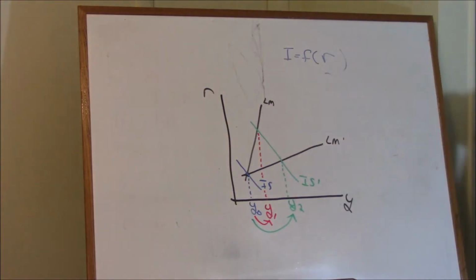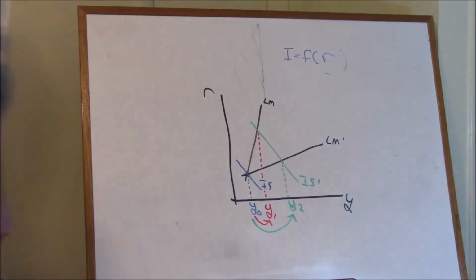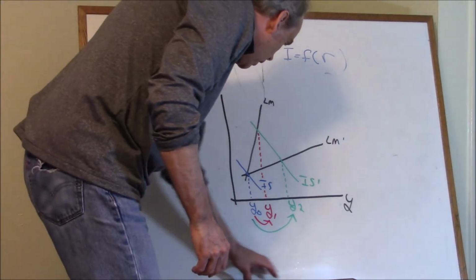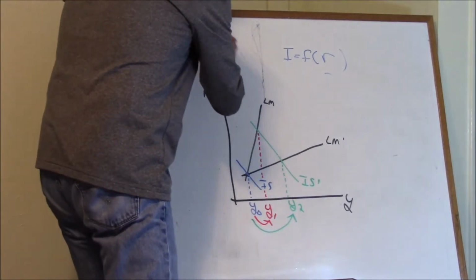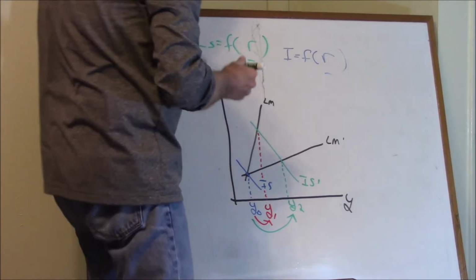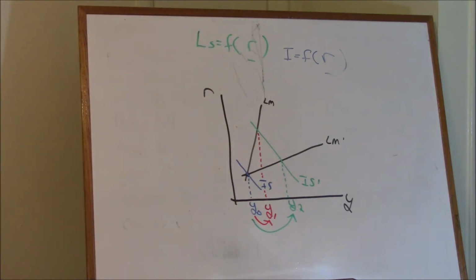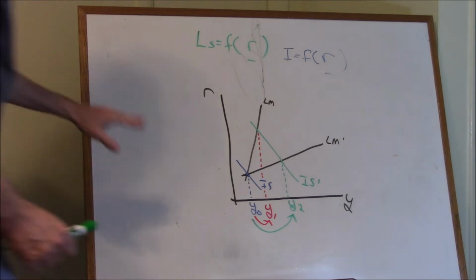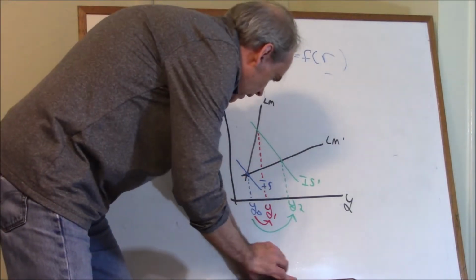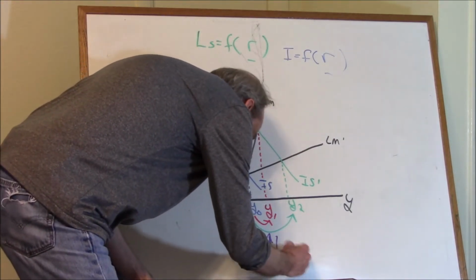Now, why does it go up more on the steep curve? It goes up more on the steep curve because those people are less interest sensitive on the steep LM curve. This is what's going on. Because this is moving out to the right, that means that LT is rising, right?